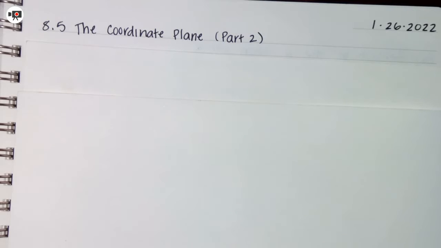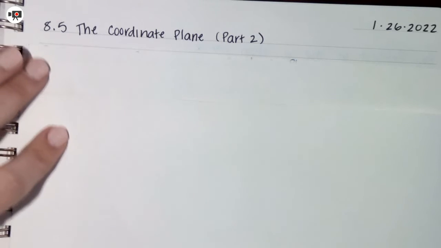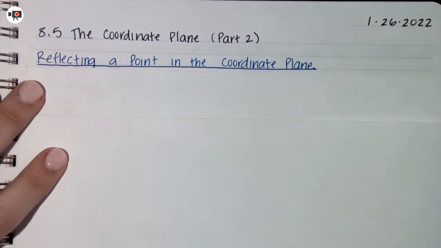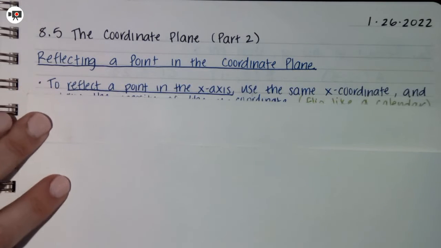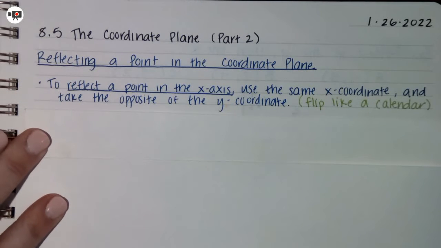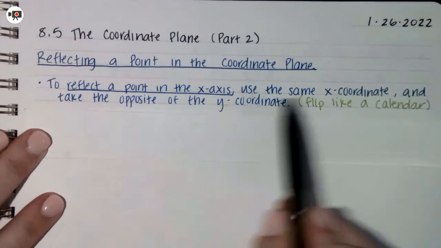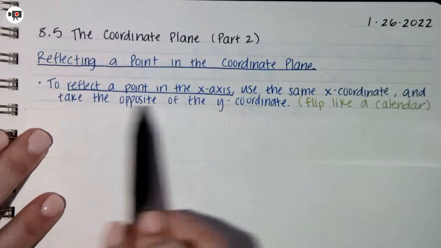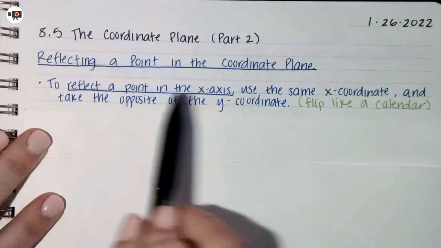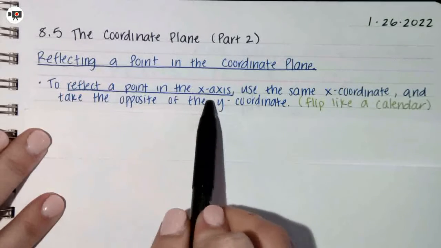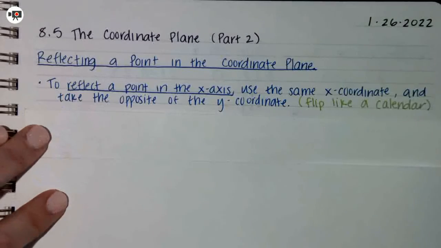Now this is 8.5, the coordinate plane, part 2. We were going to be reflecting a point in the coordinate plane. To reflect a point in the x-axis, the one that goes side to side, use the same x-coordinate and take the opposite of y. So reflect in x, keep the x. This will flip it like a calendar.